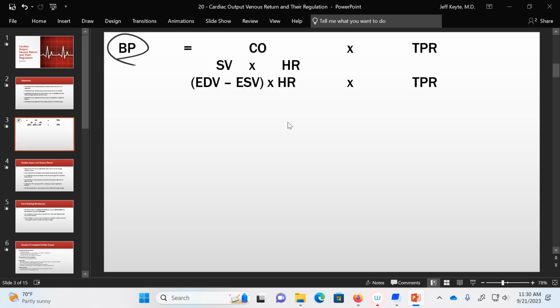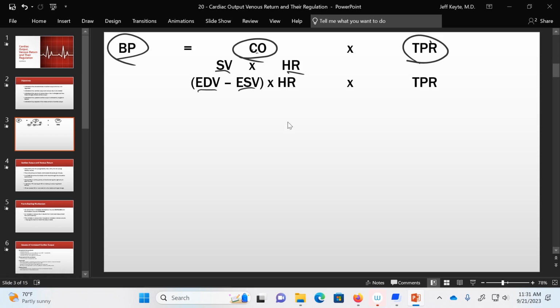So what do we have here? Blood pressure, cardiac output, total peripheral resistance, right? You've seen those before. We can break these apart, right? So cardiac output is stroke volume times heart rate. Okay, so that we already know. Stroke volume is EDV minus ESV, right? So all we're doing is taking what we know already, that blood pressure is cardiac output times total peripheral resistance, and we're breaking it out into the different pieces, all right?